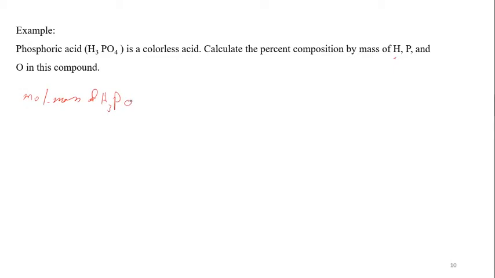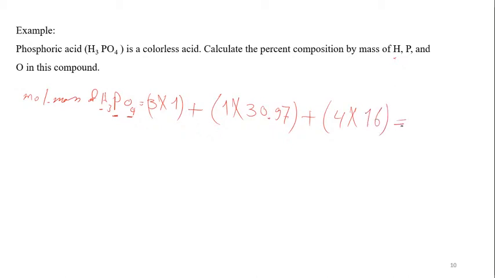Phosphoric acid, H3PO4, is equal to, I have 3 hydrogen atoms, so 3 multiplied by 1, the atomic mass of hydrogen, plus the number of atoms of phosphorus, which is 1, multiplied by the atomic mass of phosphorus, which is 30.97 grams, plus the number of atoms of oxygen, which is 4, multiplied by the atomic mass of oxygen, which is 16, and that would be equal to 97.99 grams.